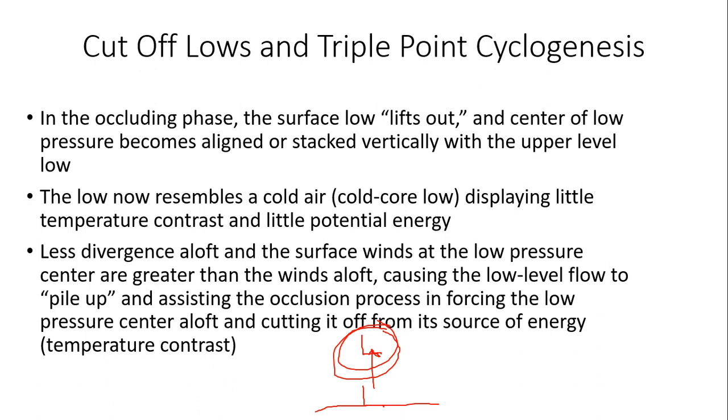This causes that low level flow to pile up. Mass accumulates in the low levels of the atmosphere where that surface low is, and that assists the occlusion process in forcing that low pressure center aloft and cutting it off basically from its source of energy. That temperature contrast, that temperature gradient, that is the energy for these baroclinic systems, these mid-latitude cyclones.